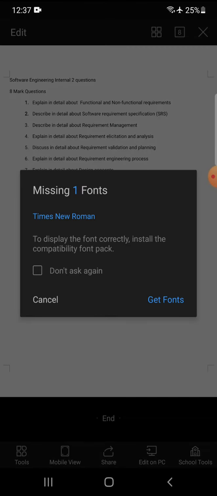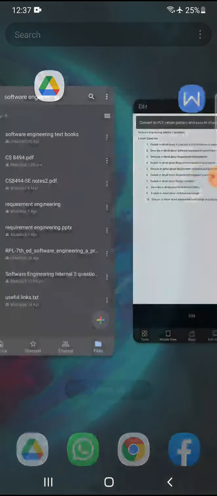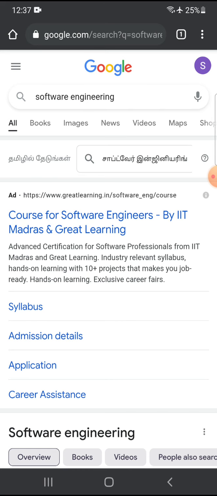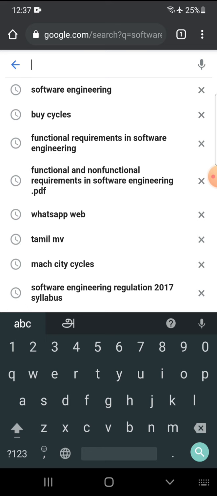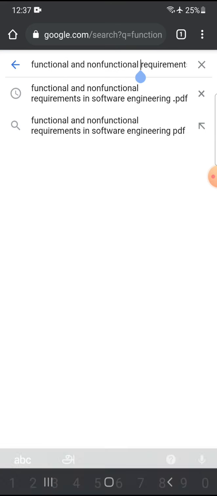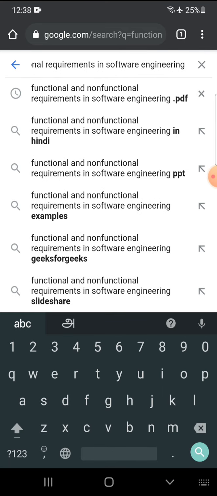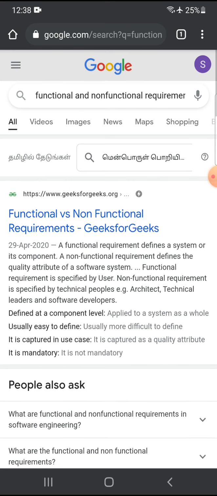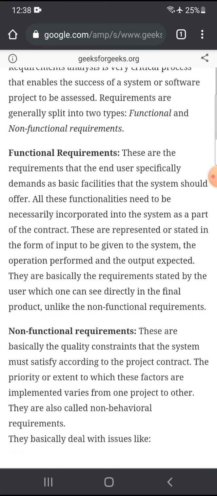The first question is functional and non-functional requirement. Let us see the answer. You can Google software engineering, or you can Google functional requirement and non-functional requirement in software engineering. So you will get the answer. See, you got the answer. So you have to analyze which could be the correct answer. You have to compare and check all those steps.